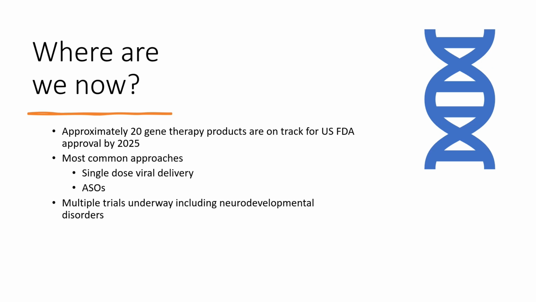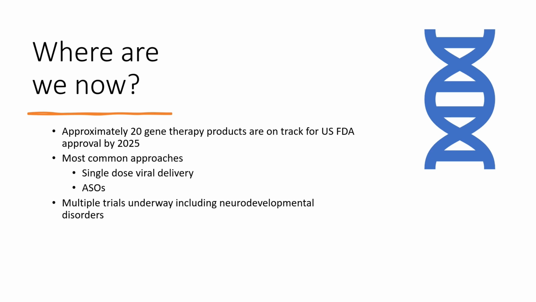Where are we now? I'll show you in a second some of the history of where we've come from, but there are about 20 new gene therapy products that are currently on track for FDA approval by 2025. So lots of active programs, most commonly taking advantage of either single dose viral delivery or antisense oligos. And we'll be seeing that's a real acceleration from where we're currently at. And this is in the neurological space, pediatric neurological indications mostly, not more broadly in other disorders.